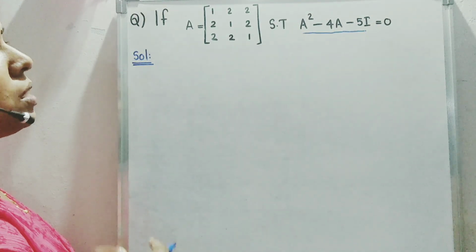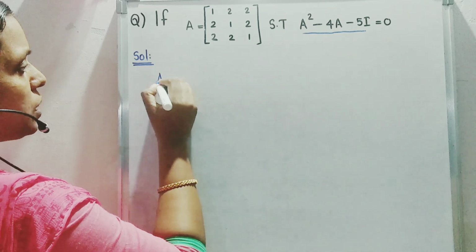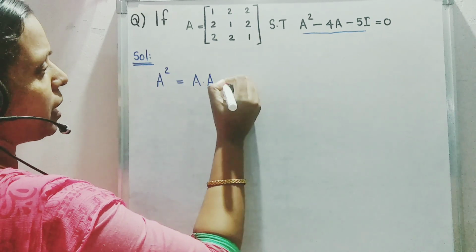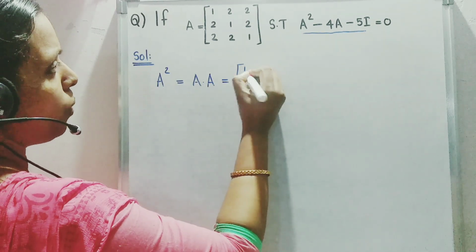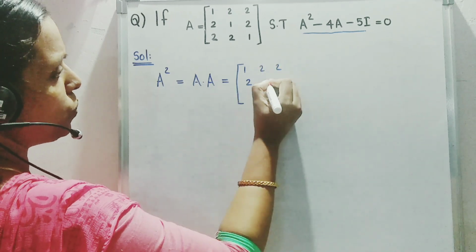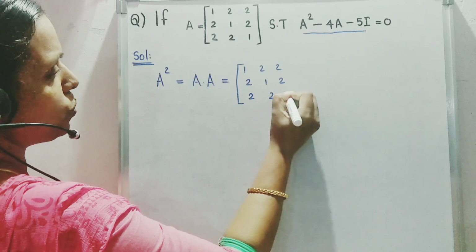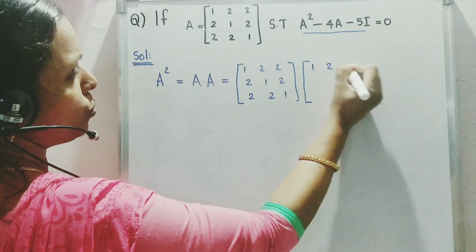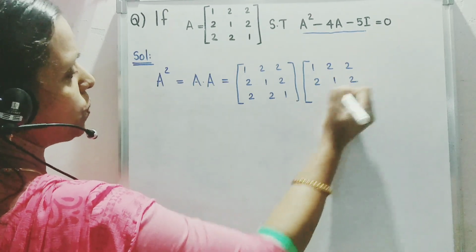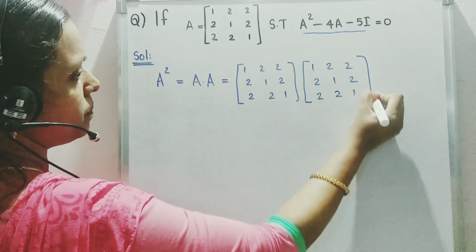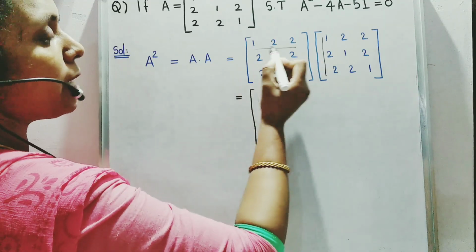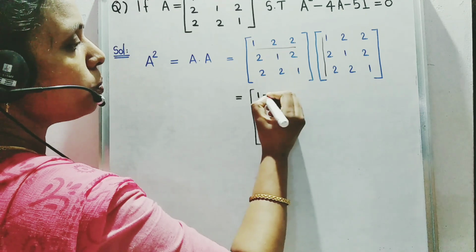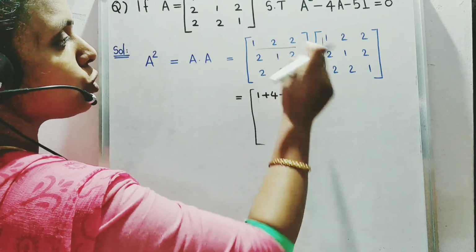First we want to calculate A square. That is A square is equal to A into A. Here A is matrix 1, 2, 2, 2, 1, 2, 2, 2, 1. Write again A, that is 1, 2, 2, 2, 1, 2, 2, 2, 1. First we multiply first row with first column. That is 1 into 1, we get 1. 2 into 2, 4. Plus 2 into 2, 4.